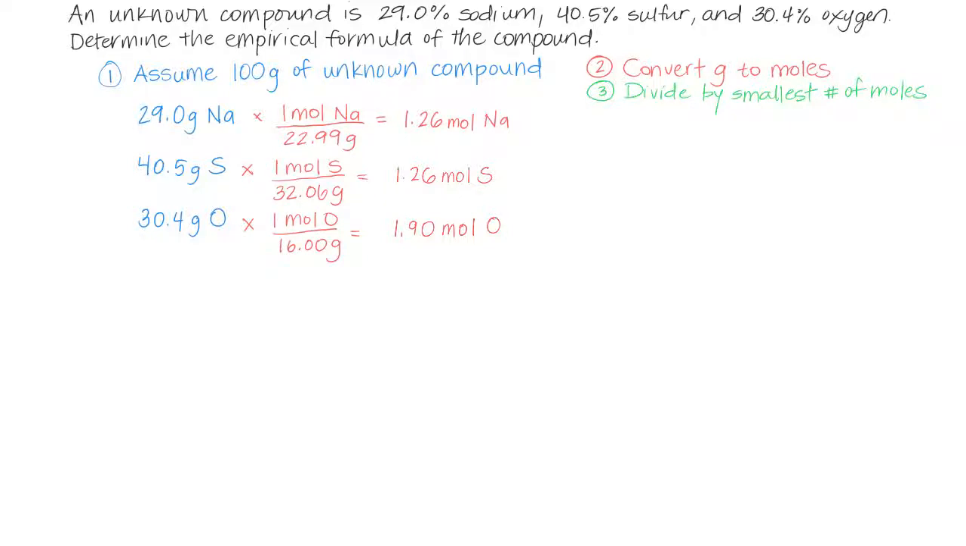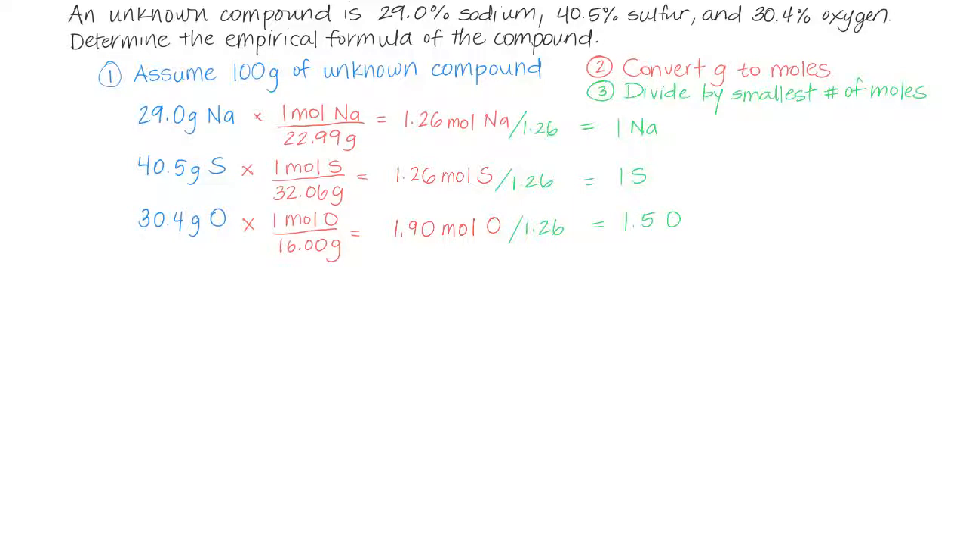To get the empirical formula, we'll divide our moles by the smallest number of moles. If we look at our moles of each element, we see that 1.26 moles is the smallest. So we're going to divide each of the moles by 1.26. We will end up with 1 sodium, 1 sulfur, and 1.5 oxygen.